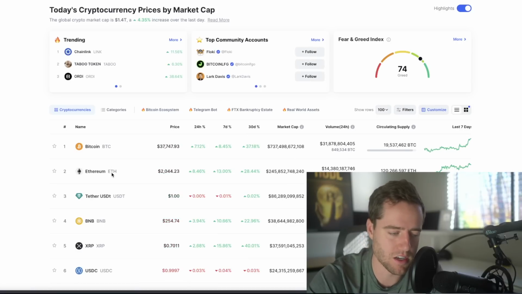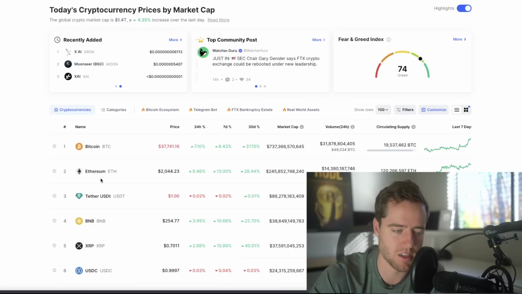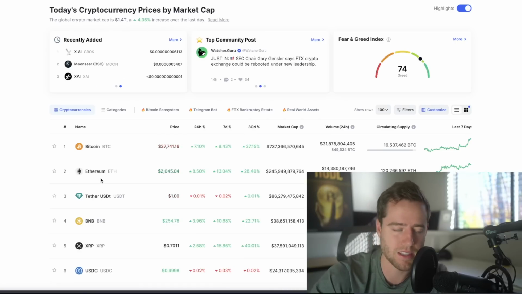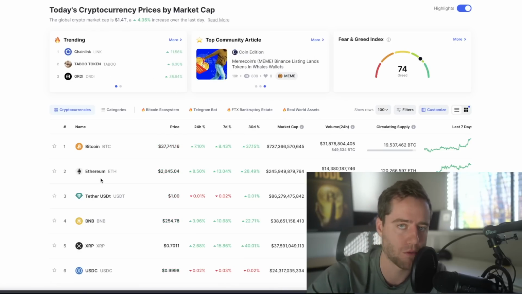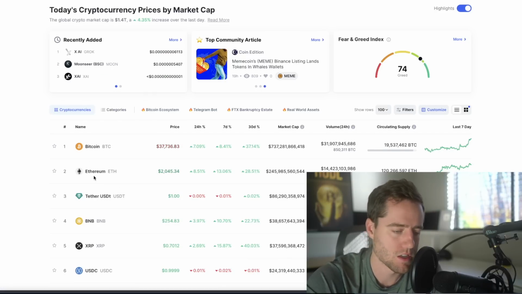If you're looking at a particular token and you're talking about Ethereum at 4,000 versus Ethereum at 2,000, yeah, the price has doubled. The market cap will have about doubled as well, most likely. So keep that in mind.